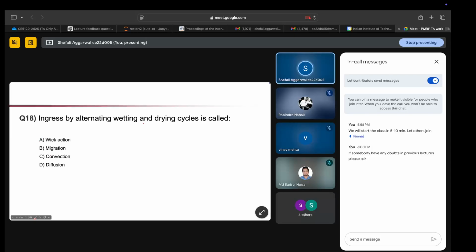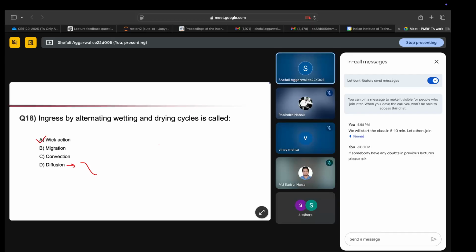Ingress by alternating wetting and drying cycles is called wick action, migration, convection or diffusion. So we talked about five to six types of mechanisms. Let's go step by step. Diffusion we already learned: if there is a concentration gradient, then it is called diffusion, right? A. A, yeah, correct.